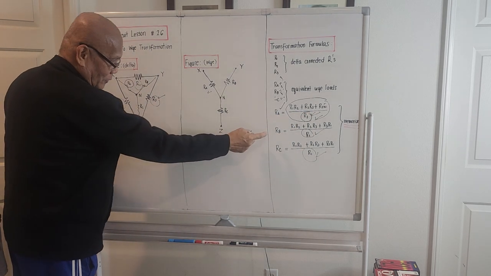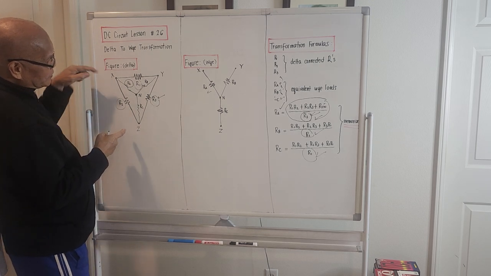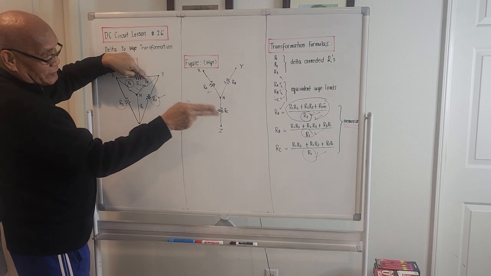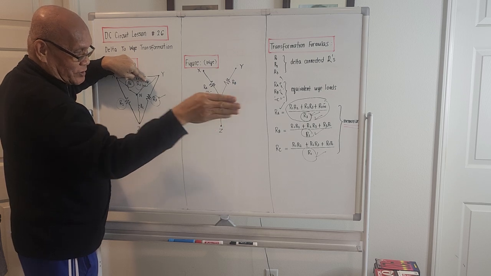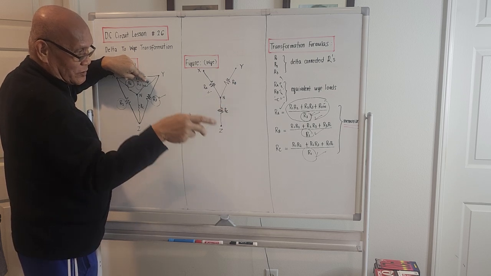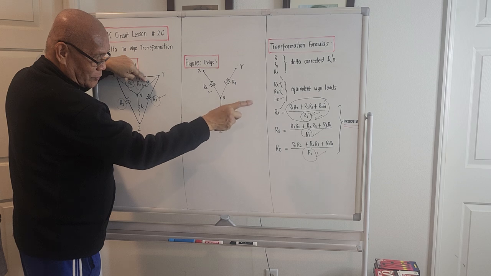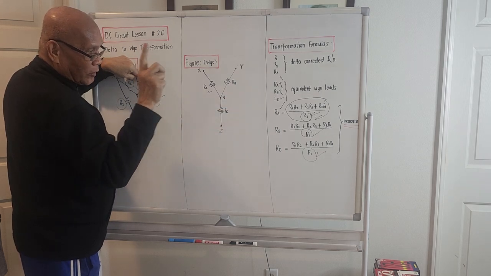If we try to compute for R sub B, where is R sub B? This one. Again, the numerator will be the individual product of each resistance, three values: R1 R2, R2 R3, plus R3 R1, all over.